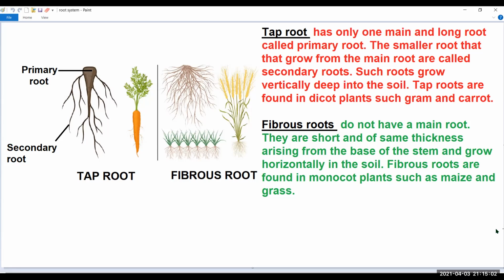Whereas fibrous roots do not have a main root. They are short and of same thickness, arising from the base of the stem and grow horizontally in the soil. Fibrous roots are found in monocot plants such as maize and grass.